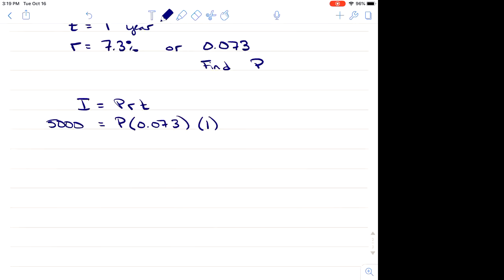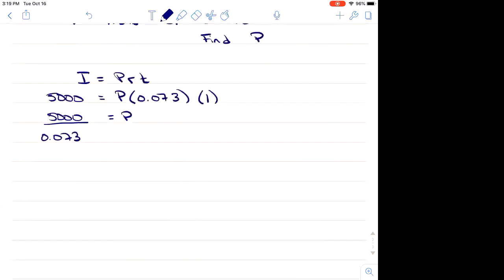So then we have 5,000 divided by 0.073. A little sloppy just because times 1, we can just drop it. Okay. So P must be 5,000 divided by 0.073. So P must be 68,493.15068. Okay.